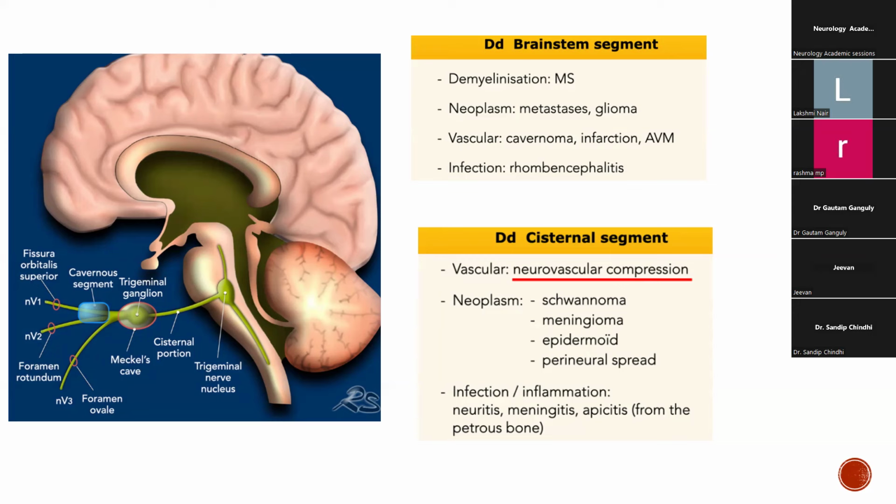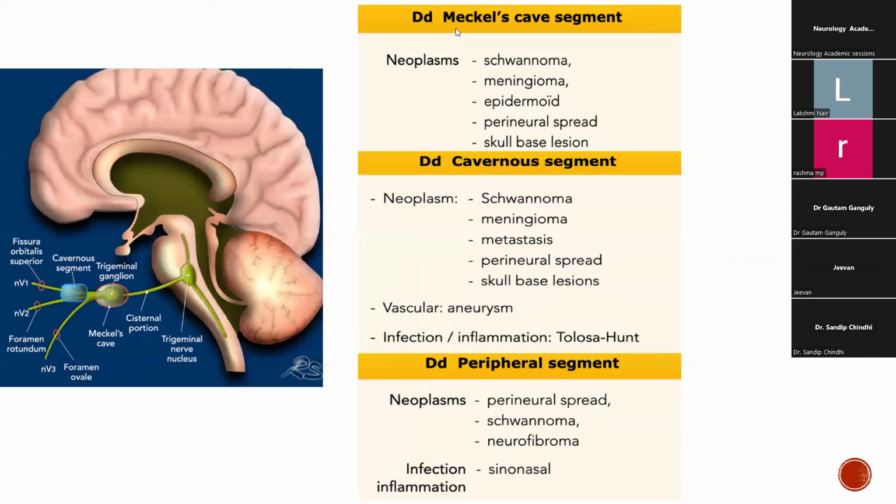In the brainstem segment, demyelination, that is multiple sclerosis, neoplasms, and vascular causes like cavernoma, infarction, AV malformation, and rhombencephalitis are the most common causes. In the cisternal segment, neurovascular compression is the most common cause of trigeminal neuralgia. Other neoplasms like schwannoma, meningioma, epidermoid, as well as perineural spread are also common. And infection and inflammation, like meningitis as well as Petrous apicitis, are also common in the cisternal segment.